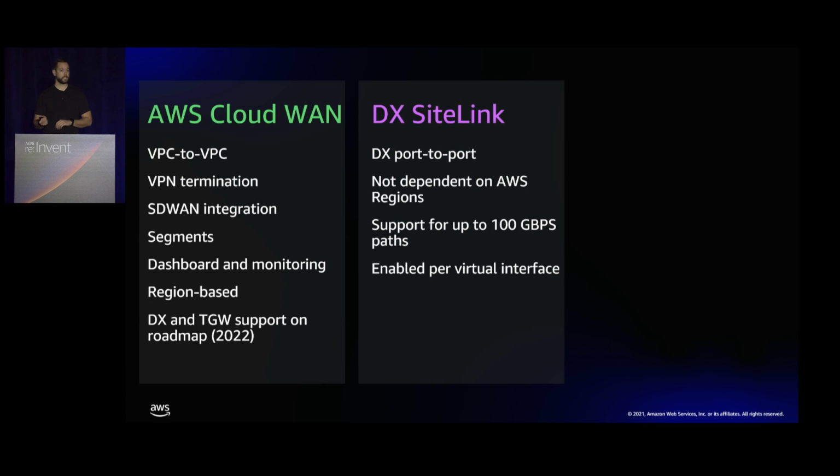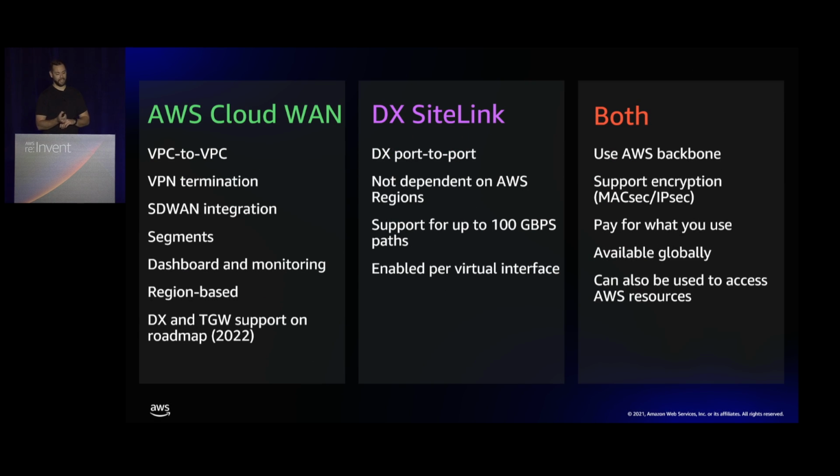Okay, some quick differences here because we have SiteLink and Cloud WAN. Cloud WAN is really for VPC or hybrid connectivity, SD-WAN, and you can do segments. SiteLink is more for port-to-port connectivity, so it doesn't depend on AWS Regions, and I think that's the key piece there. It also supports 100 gig connectivity. Both of these use the AWS backbone, support things like MACsec or IPsec, and are available globally. So a little bit of a difference there.